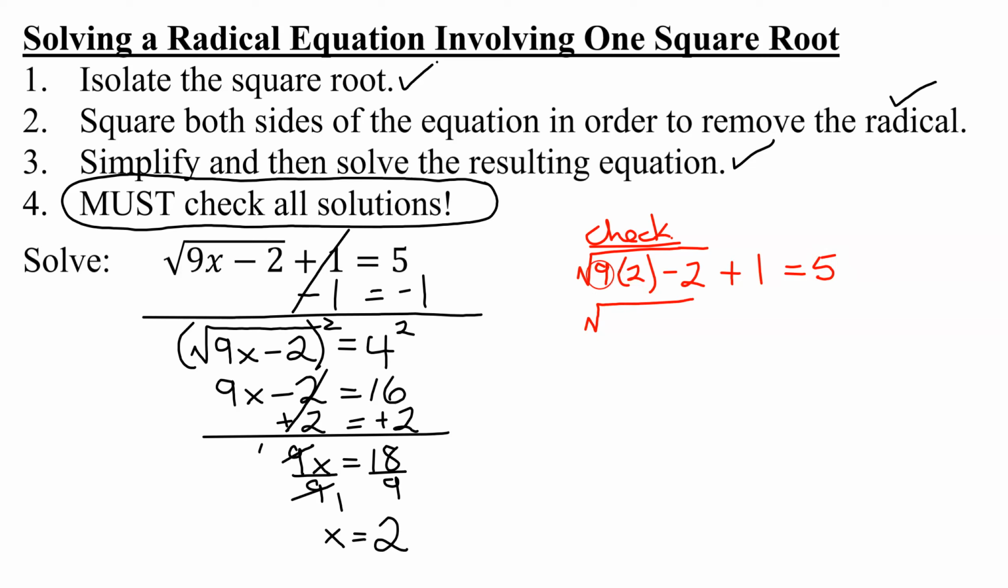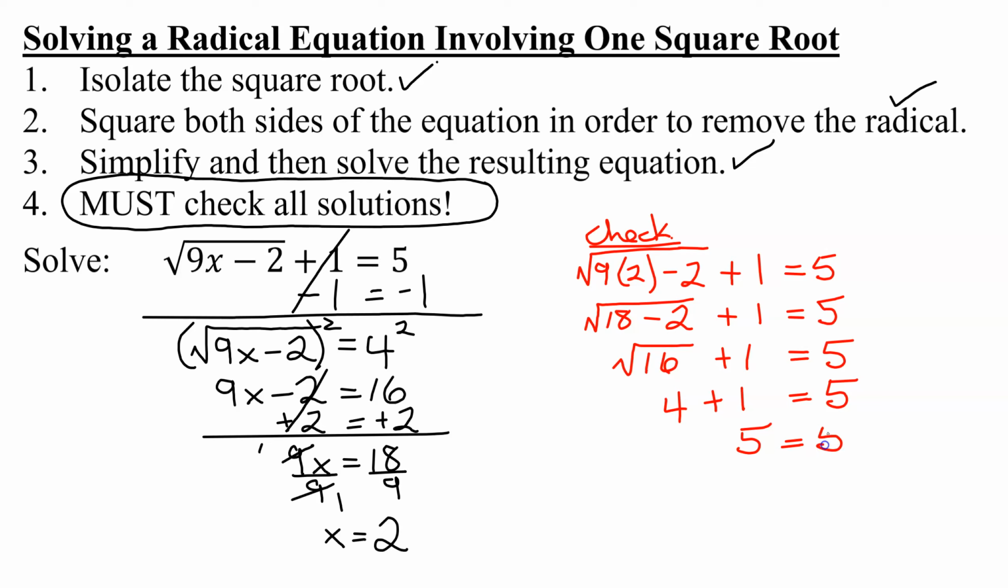So I get the square root of 9 times 2 is 18, minus 2 under the radical, plus 1 should equal 5. The square root of 18 minus 2 is the square root of 16, plus 1 should equal 5. Square root of 16 is 4. Does 4 plus 1 equal 5? Yes, 4 plus 1 is 5. 5 equals 5. It's a true statement. So I have a good solution. I know that x equals 2 is a solution to my equation.